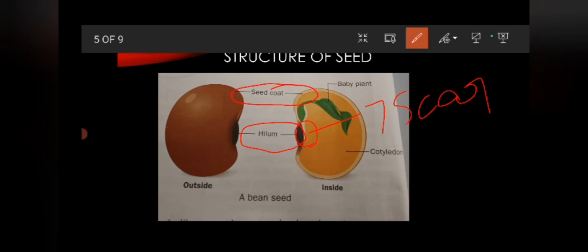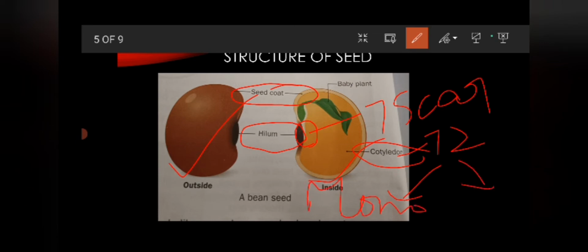Here you can see the outside structure of the seed, and this is the inside structure of the seed. After removing the seed coat, you can see two fleshy white parts, called the cotyledons. Depending on the cotyledons, plants are divided into two types: monocotyledons, which have only one cotyledon, and dicotyledons, which have two cotyledons. Another name for cotyledons is seed leaves.